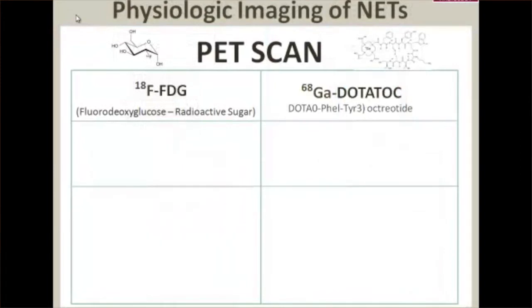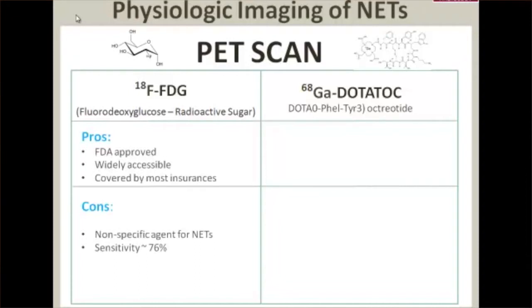So how can you use a PET scan? We talked about two different types, the main things that we inject in patients. F18 FDG, commonly called FDG, is FDA approved, it's widely accessible, and it's covered by most insurances. The big challenge in NETs is that it's not specific for it.